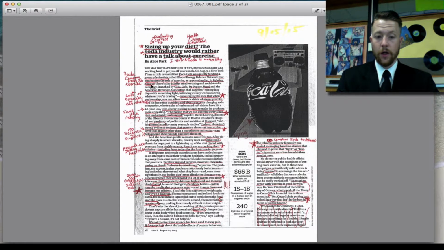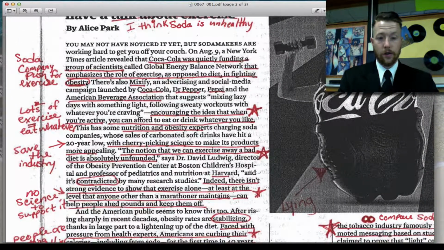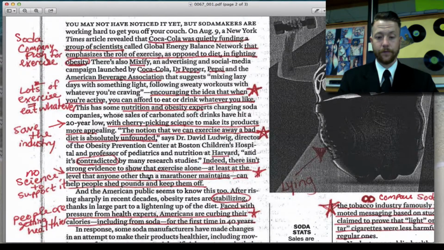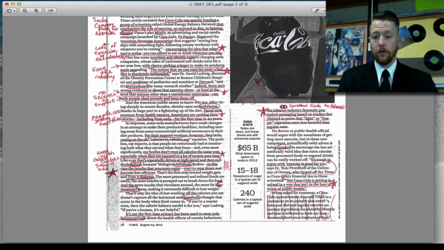Also, I went through and I circled. You can see I circled some words that I thought my students might not know that would be good to define with them, or at least draw their attention to. I even annotated over here. You can see I even annotated the graphic.